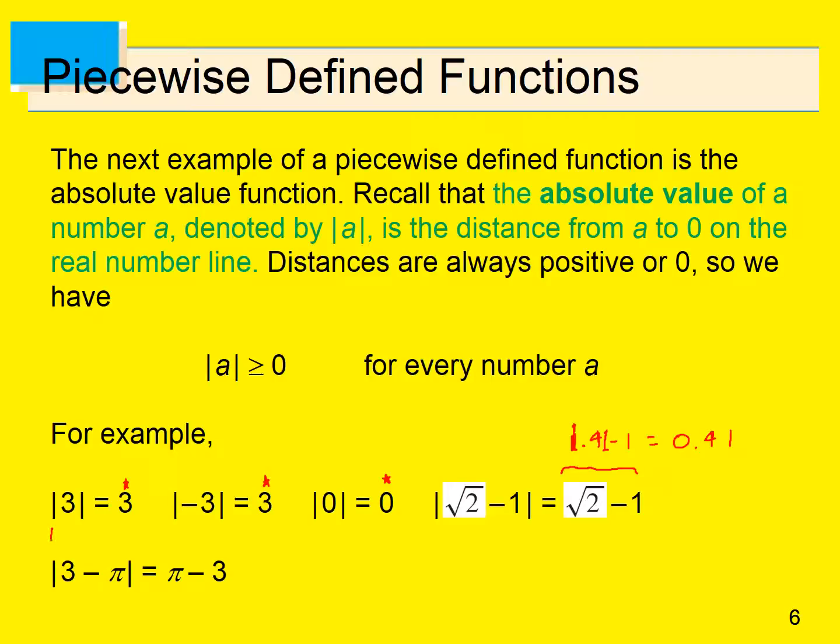On the other hand, 3 minus pi is negative. So we're taking the absolute value of something negative when we say absolute value of 3 minus pi, because that is the absolute value approximately of 3 minus 3.14, which is the absolute value of negative 0.14.